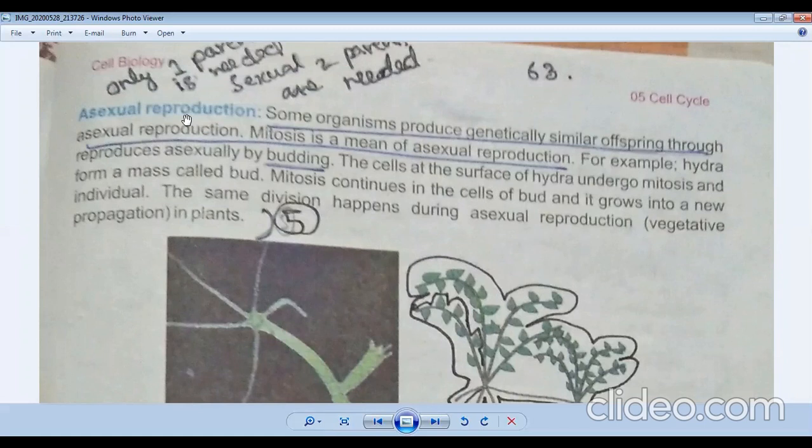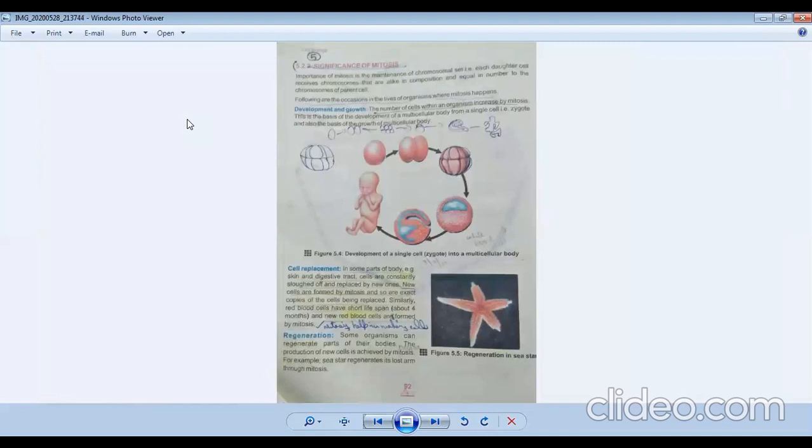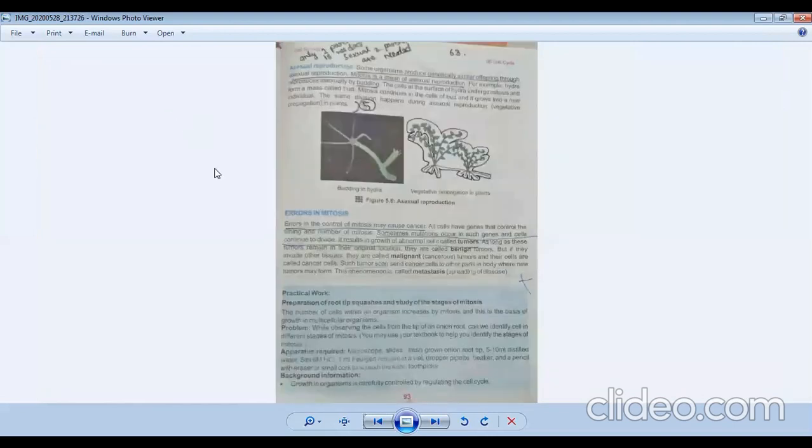After regeneration, the next point is sexual reproduction. Okay, this is sexual reproduction.